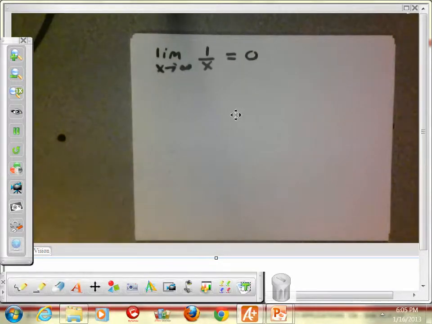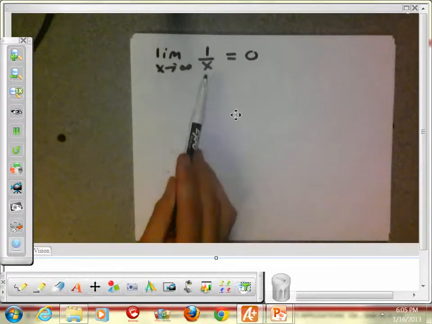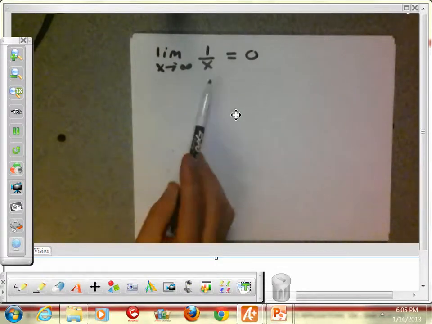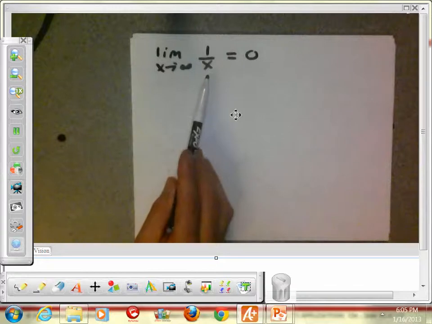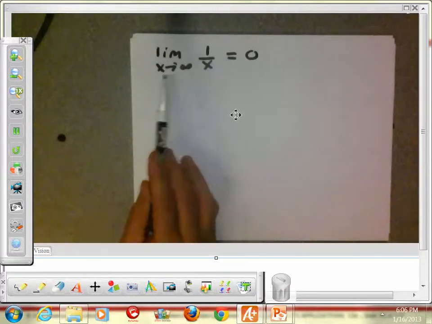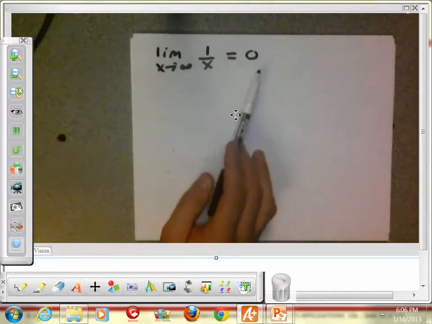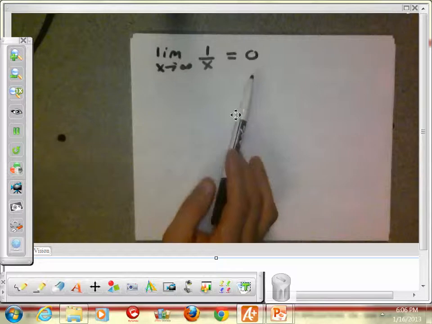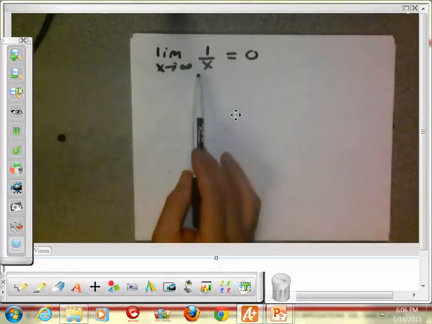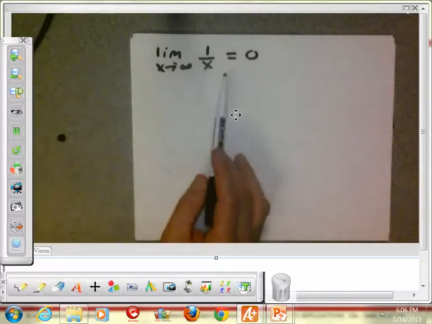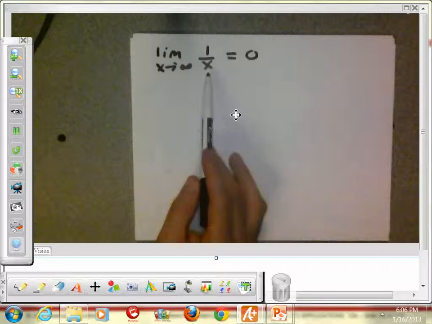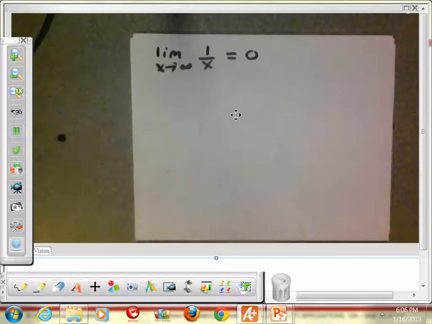Whenever you take something and divide it as you let x go to infinity, 1 is being divided by a larger and larger number. So the limit as x goes to infinity of 1 over x we're defining to be 0. We're doing that because it makes sense. If you just let x keep getting bigger and bigger, 1 divided by x keeps getting closer and closer to 0. And we need that for this problem.